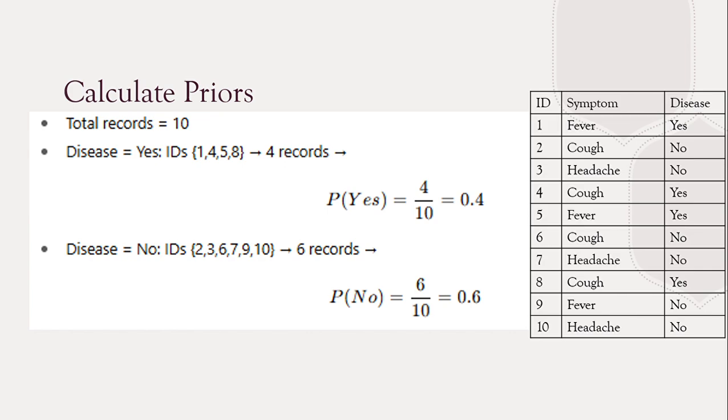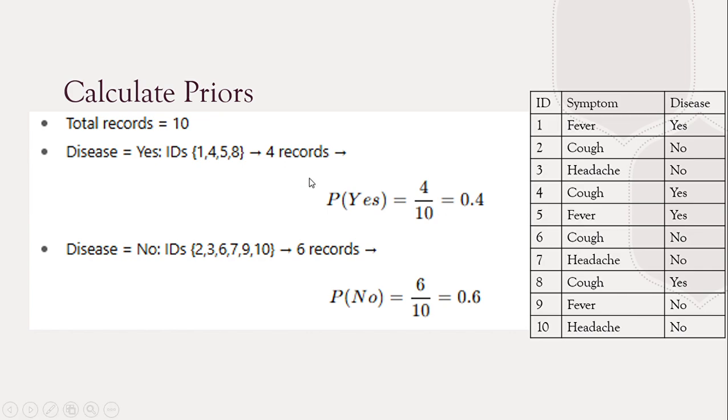We will be checking how many records there are. So total 10 records are there. Then we will check how many times disease is equal to yes is present. Disease is equal to yes is present in 4 records. You can see in ID 1, in ID 4, in ID 5 and in ID 8. So the probability of yes is 4 by 10. 4 is how many times yes is present, divided by 10, which is the total number of records. So the probability of yes is 4 by 10, which is equal to 40%.